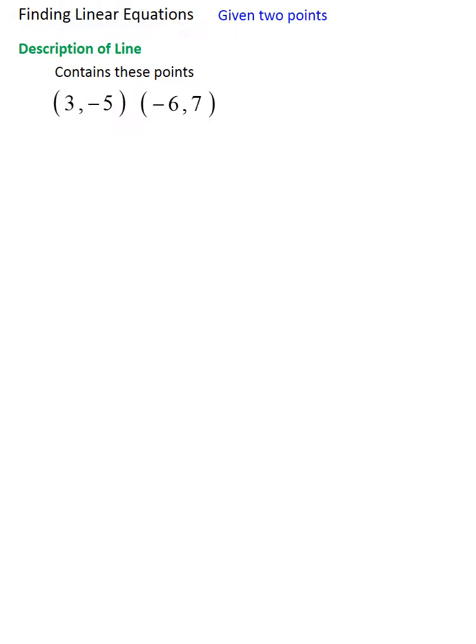Let's look at another example. Now, this problem is a little trickier, not because the procedure is any different, but because it involves negative numbers, and as you'll notice in a few minutes, it's also going to involve fractions, which can be a little annoying. I'll show you how to deal with that.